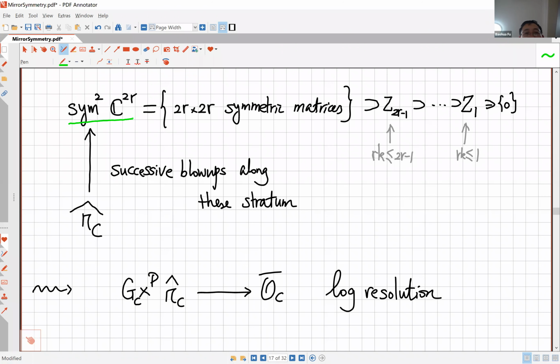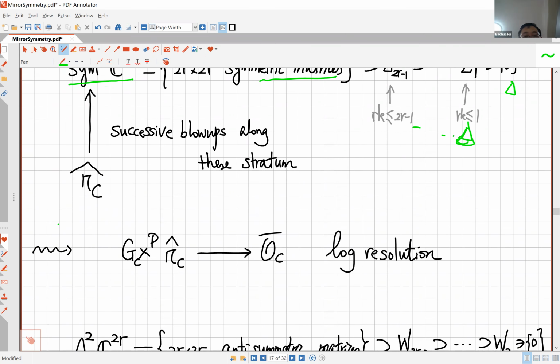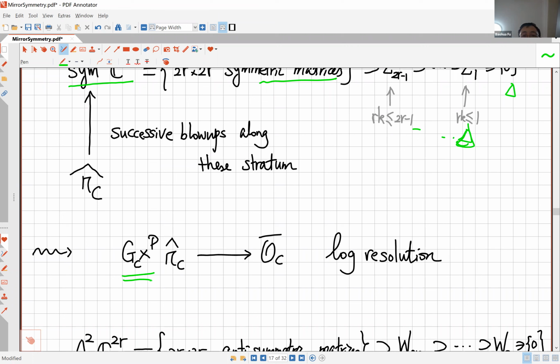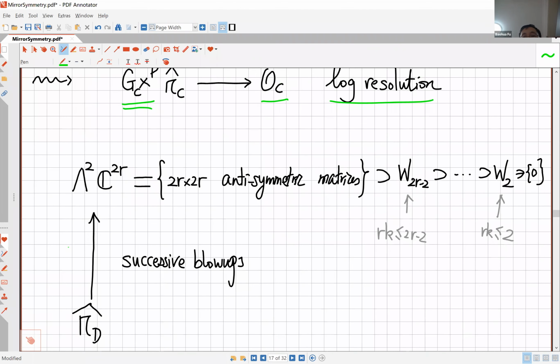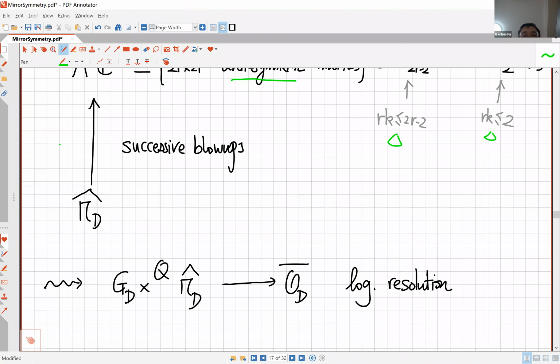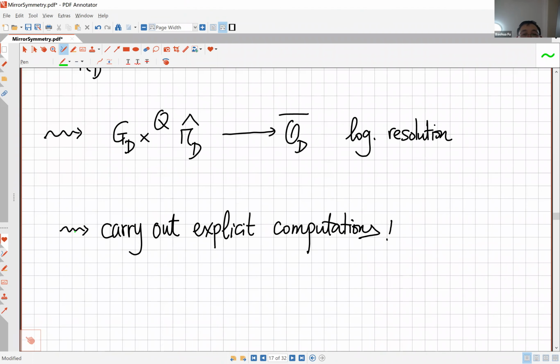Because this is a symmetric product, you can regard it as symmetric matrices, and then you have this stratification by ranks of matrices. You blow up from the lowest one, from zero, then blow up the proper transform of Z1 and so on, and then you get a log resolution for this one. And then you plug in this part, and you get a log resolution for OC bar. Similarly for OD, you can do the same thing, but here we have antisymmetric matrices, and you blow up this stratum again, parameterized by these ranks. And then you get a log resolution. And then you need to do really explicit computations.